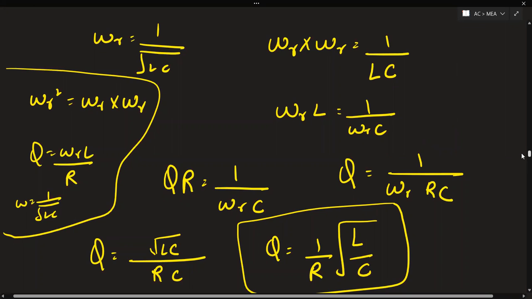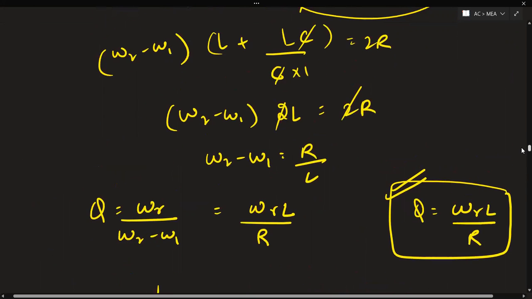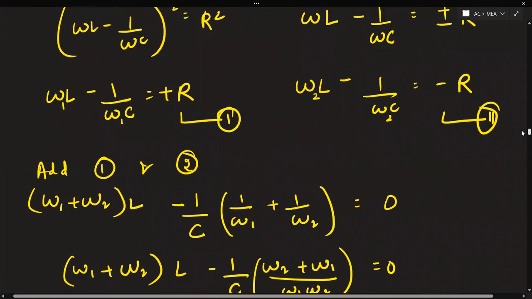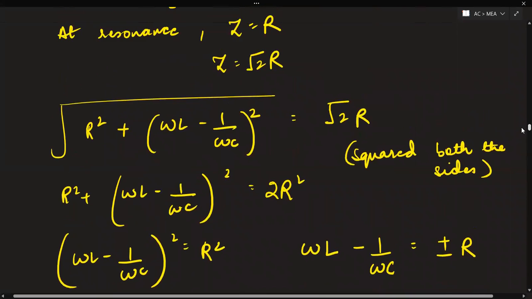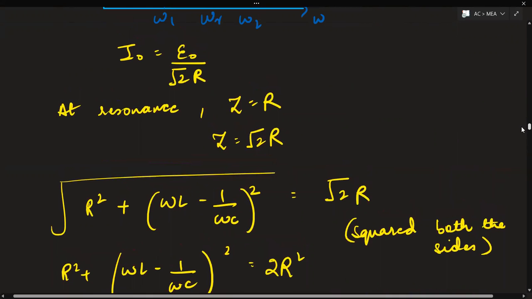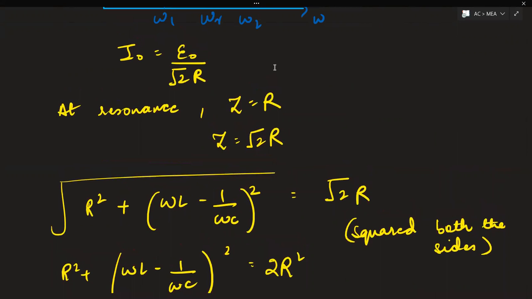Any doubts in the derivation? Any step? Addition part, subtraction part? Clear to others as well apart from Khalid, or only Khalid has understood? Clear, ma'am. Yeah? All right.